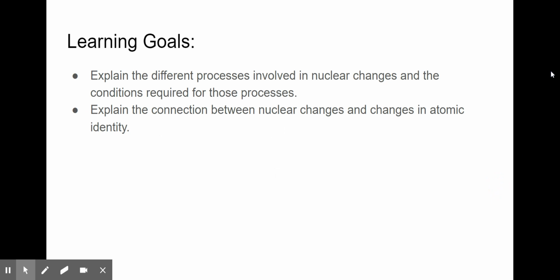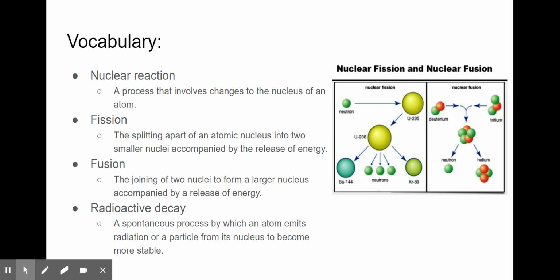So some learning goals of this, we're going to be able to explain the different processes that are involved in nuclear changes and the conditions required for those processes to occur. You'll also be able to explain the connection between nuclear changes and changes in the atomic identity, okay? With this lesson, you will be playing a board game. So your activity isn't really doing a physical lab experiment or doing a virtual lab. You are playing a board game and moving a game piece around a board. That is going to mimic the changes in a nucleus, okay?